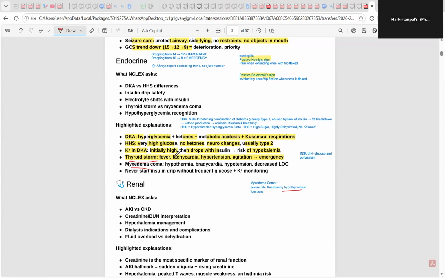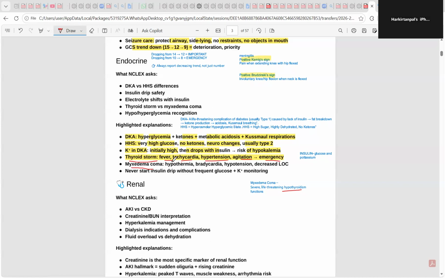We know the thyroid hormone has a direct impact on our metabolism. So the metabolism will get higher. It can lead to fever, an increase in body temperature, tachycardia, hypertension, and agitation. The complication of hyperthyroidism is thyroid storm, a life-threatening emergency. The main symptoms to look for in a patient with thyroid storm are fever, tachycardia, hypertension, and agitation.